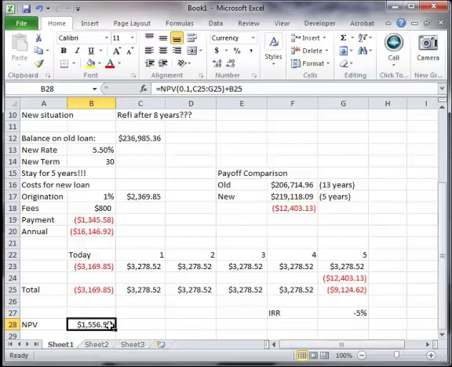All right. Well, hopefully this exercise kind of helped you understand how to make a refi decision, and also helped you understand a little bit about making just general finance decisions and the difference between NPV and IRR.